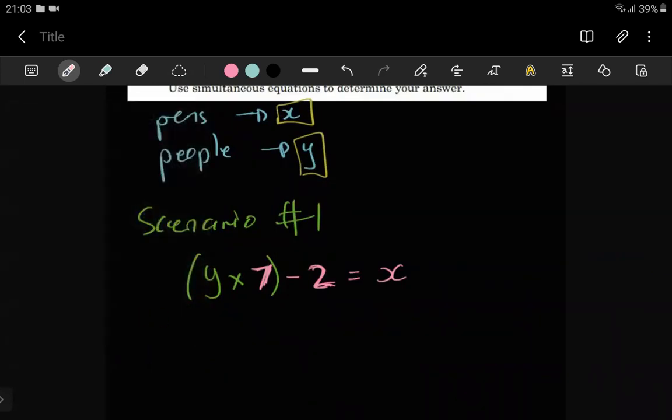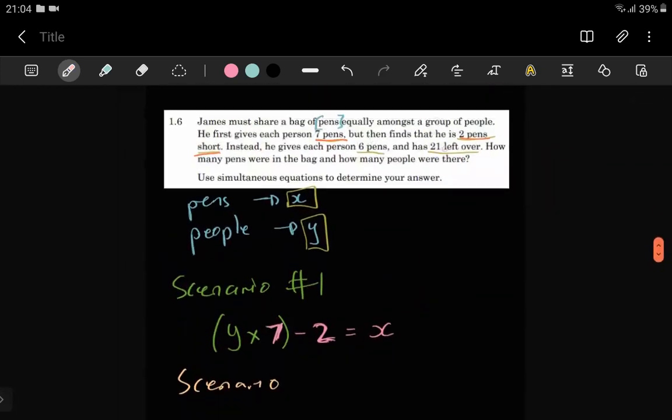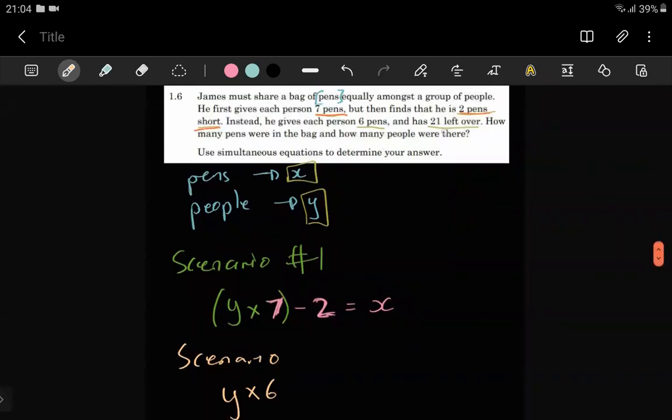Scenario number 2, let's read the question. Scenario number 2 said, instead he gives each person 6 pens. So each person he gave 6 pens, right? And he has 21 left over. So he gave each person 6, and then if you add 21, that's the amount of pens he has. Do you see? Yeah, he gives each person 6 pens and has 21 left over.